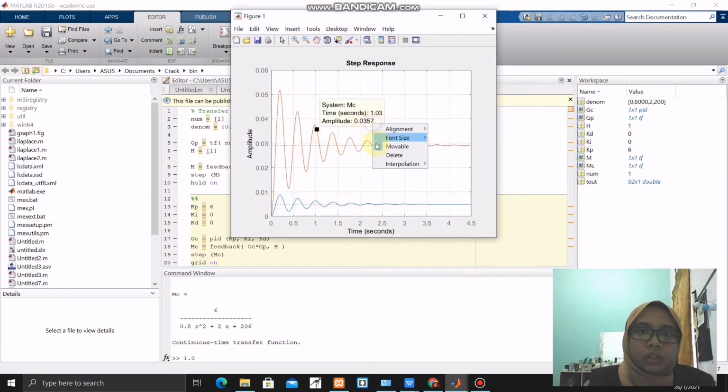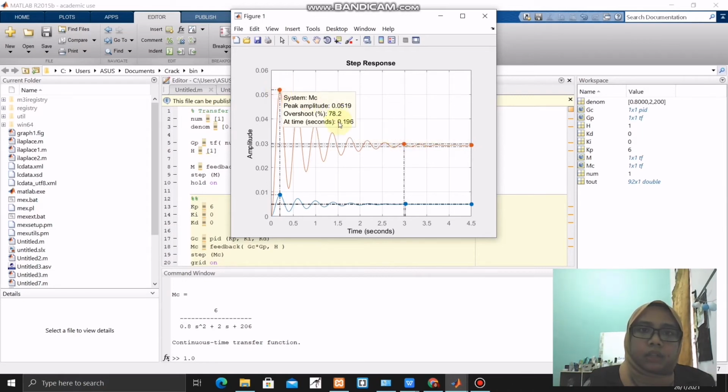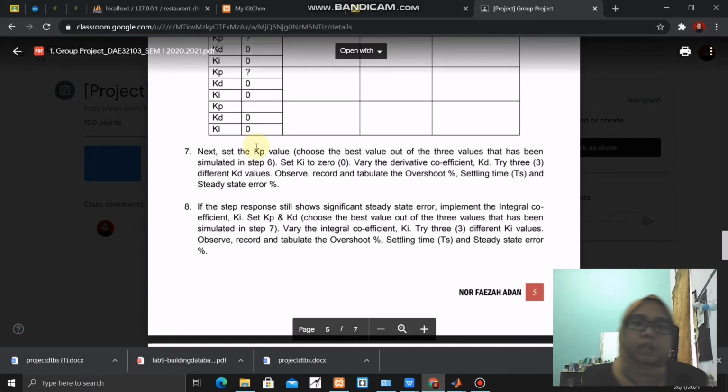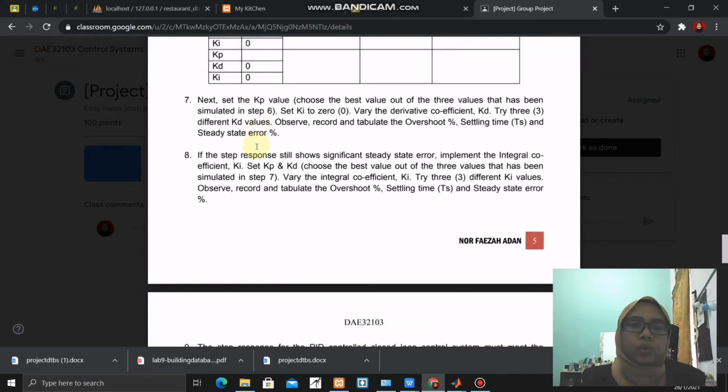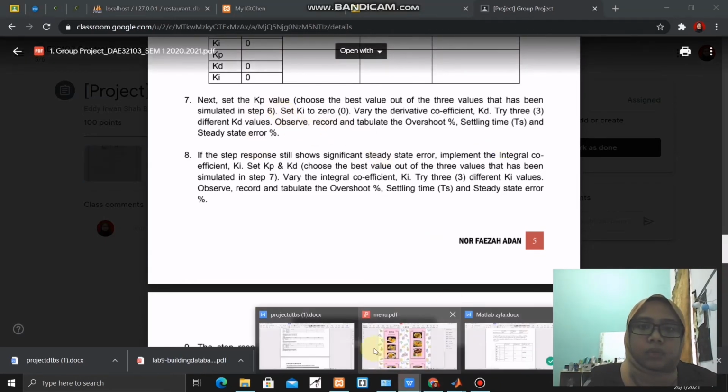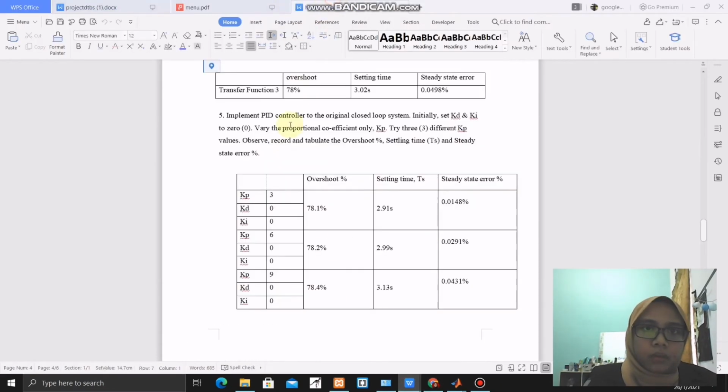So overshoot, settling time, steady state error. Here is the steady state error, settling time, and overshoot. We will proceed to number 7, where we have to insert different values for KD.